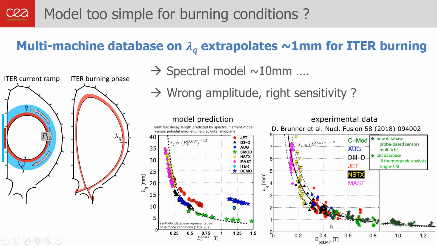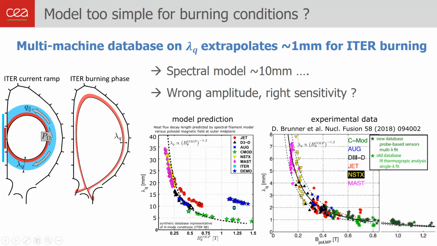The point is they ended up with a very simplistic scaling law with simply the poloidal magnetic field. And you see this lambda varying almost inversely proportional with the poloidal magnetic field of the reactor, of the machine. And for ITER, if you extrapolate, you are here on 1.2. This is above 0.5 millimeter. And this is, of course, very serious. This is very small.